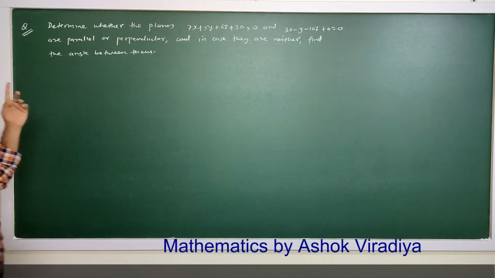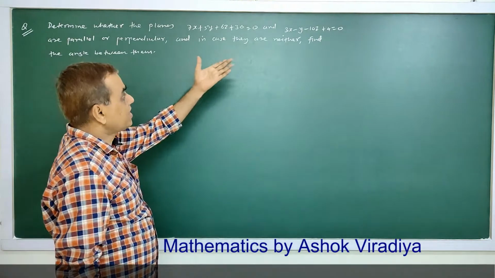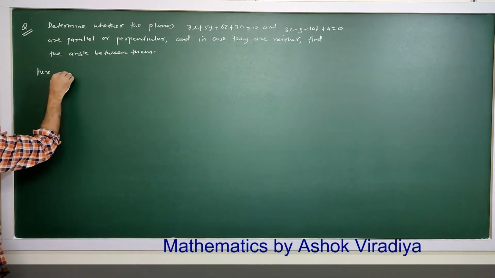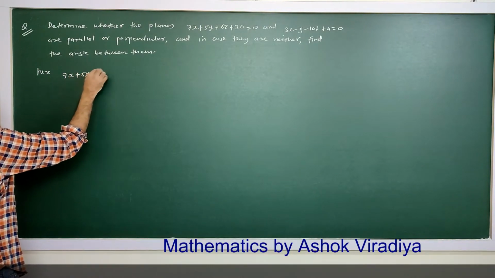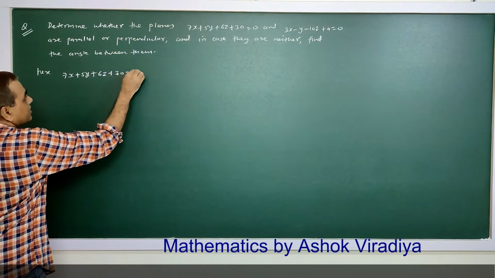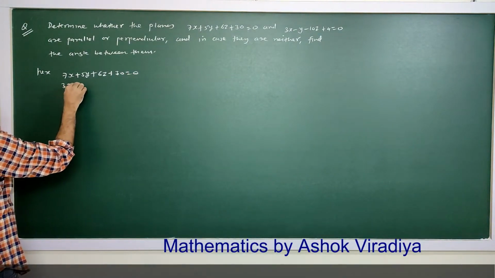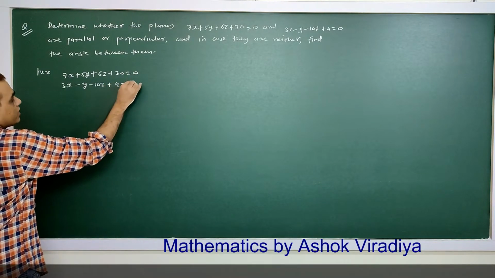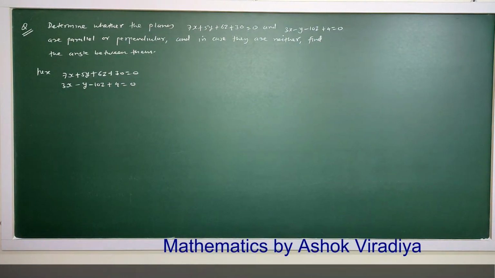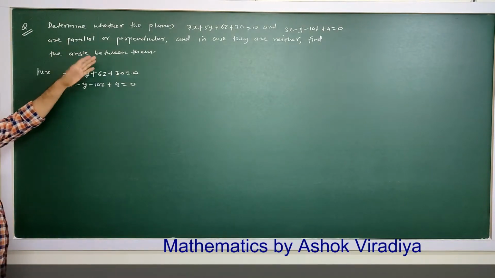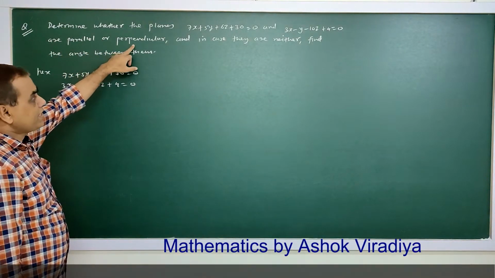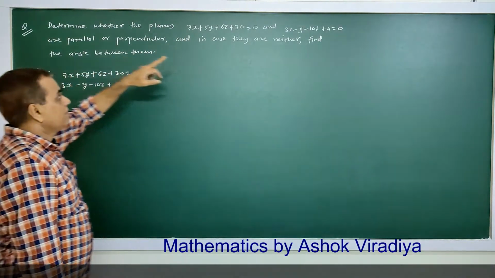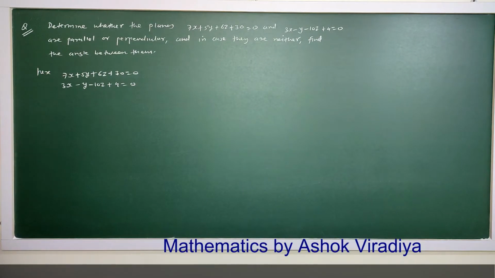Now determine whether these planes are given. Say 7x plus 5y plus 6z plus 30 equal to 0, and 3x minus y minus 10z plus 4 equal to 0. These are the planes. Determine whether these planes are parallel or perpendicular, and in case they are neither, find the angle between them.